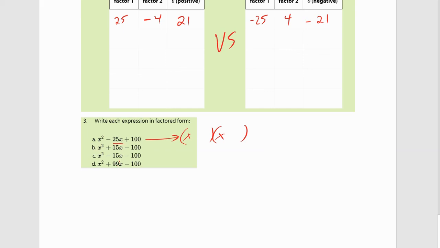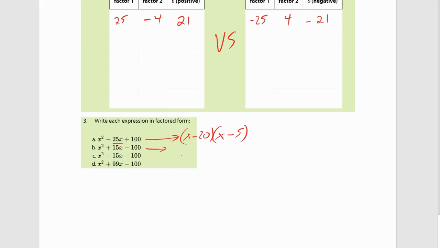And you can actually use the tables from earlier if you noticed, right? So negative 20 and negative 5, right, would multiply to get you a positive 100. But if you add those x's together, you get negative 25, right? Negative 25x. So that'd be the way to do that. So you could really use the tables from earlier to do this.